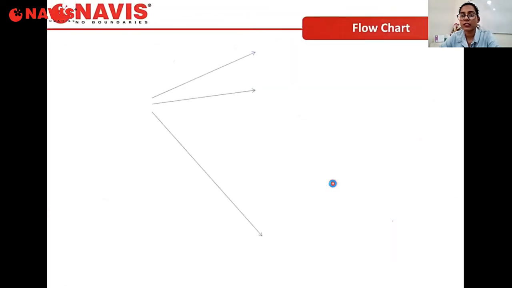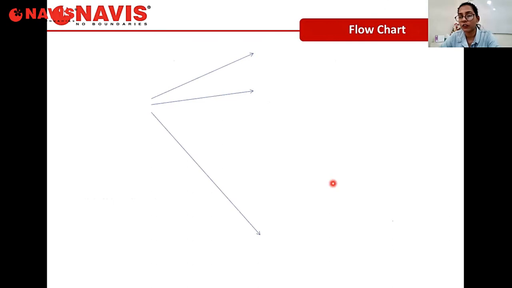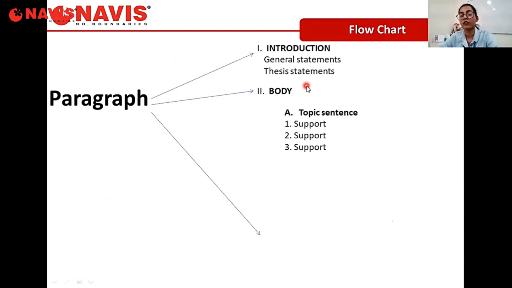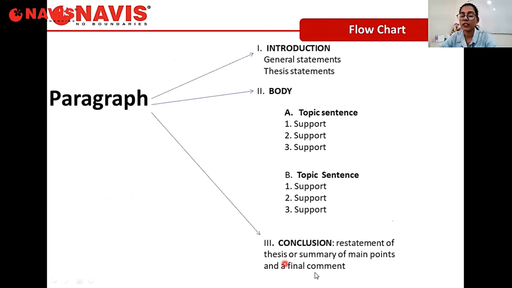So here is a thing which you can remember. It's a flow chart. So we have a paragraph here. It's nothing but related to the introduction, general statement and thesis statement. And then we have the body. We have a topic sentence. The beginning of the paragraph is nothing but a topic sentence. And then we have the supporting ideas. So we have two topic sentences and then the conclusion.